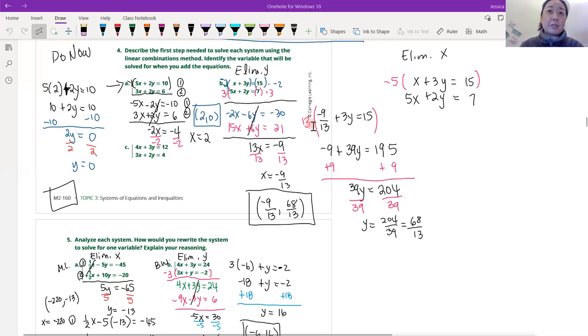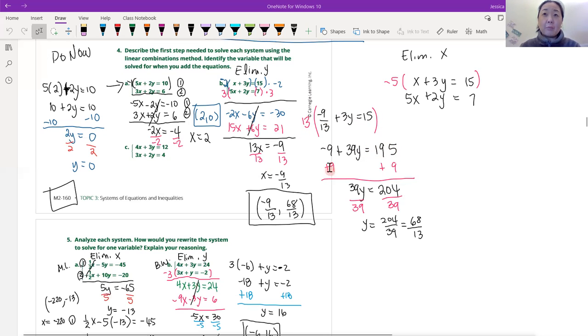So we're going to get rid of the fraction by just multiplying both sides by 13. The reason why we chose 13 is because that's what the denominator is. So if we can cancel out this 13, then we would have no fractions, right? And so we're going to multiply everything by 13. So we get -9 plus 13 times 3, which is 39y, is equal to 13 times 15, which is 195.